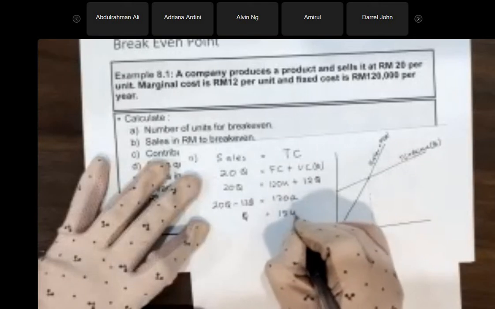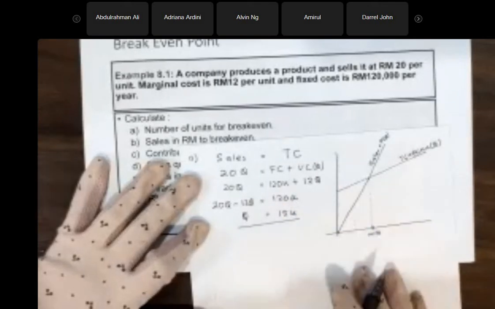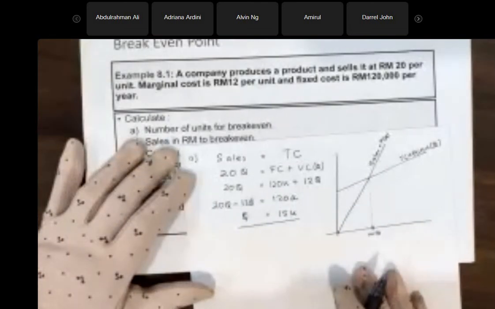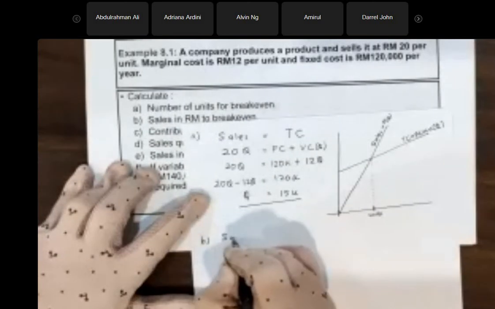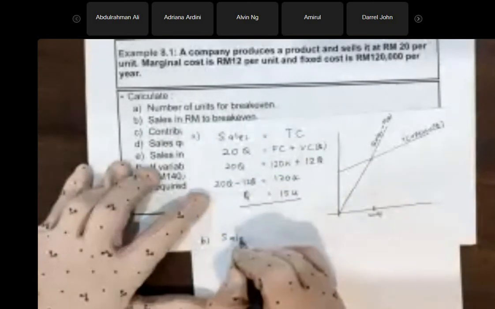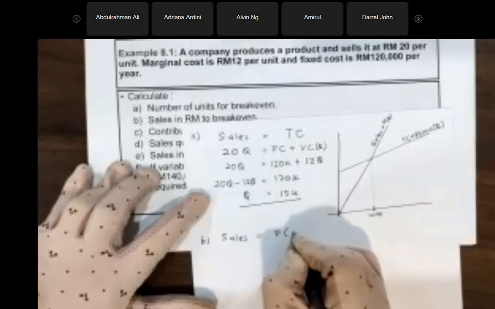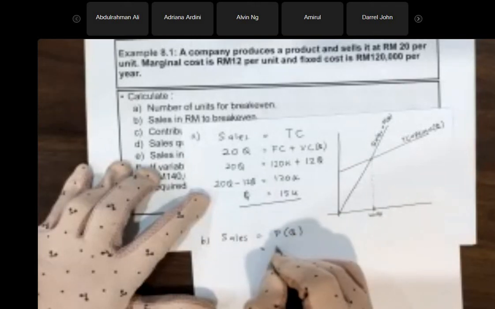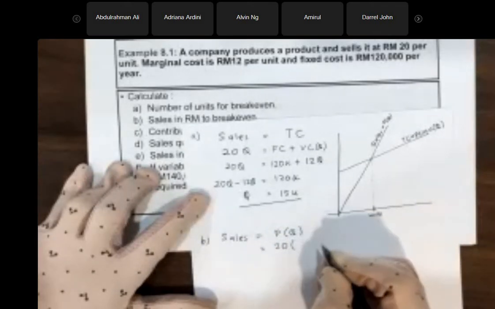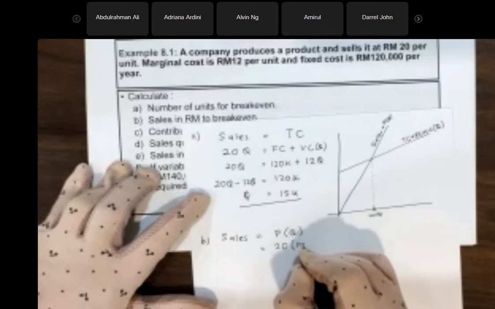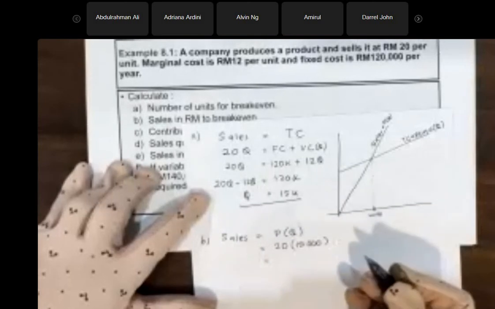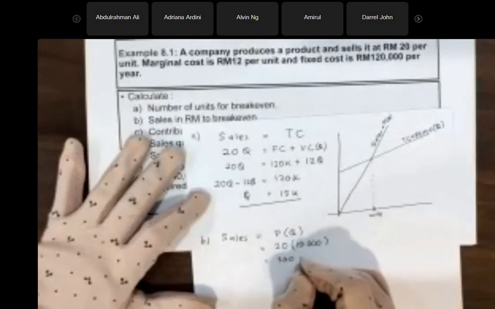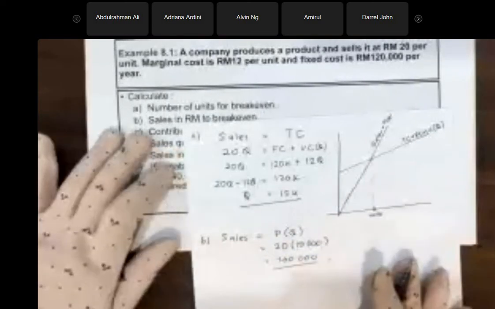15K, 15,000 lah. So the number of units for break even is 15,000. Okay, now go to part B. What is the sales using the quantity of break even? So sales is price times Q. Your price is 20 ringgit, and your break even number is 15,000. So you get 300,000. Okay, very simple.